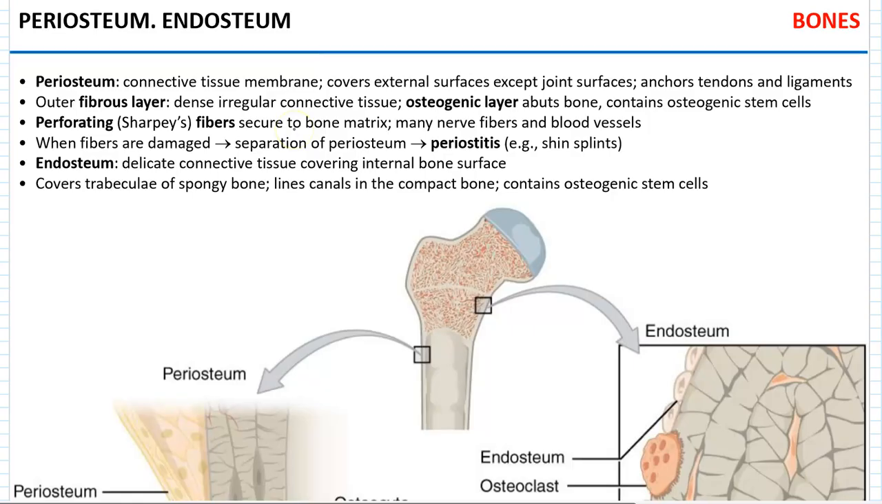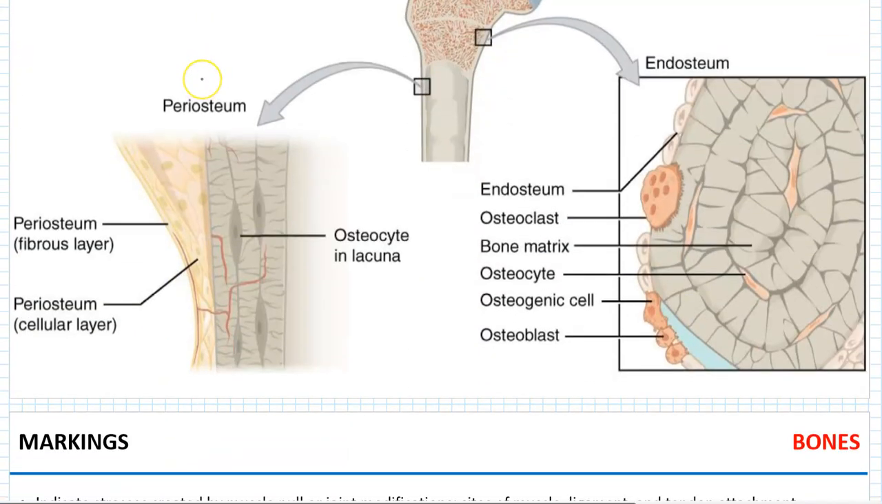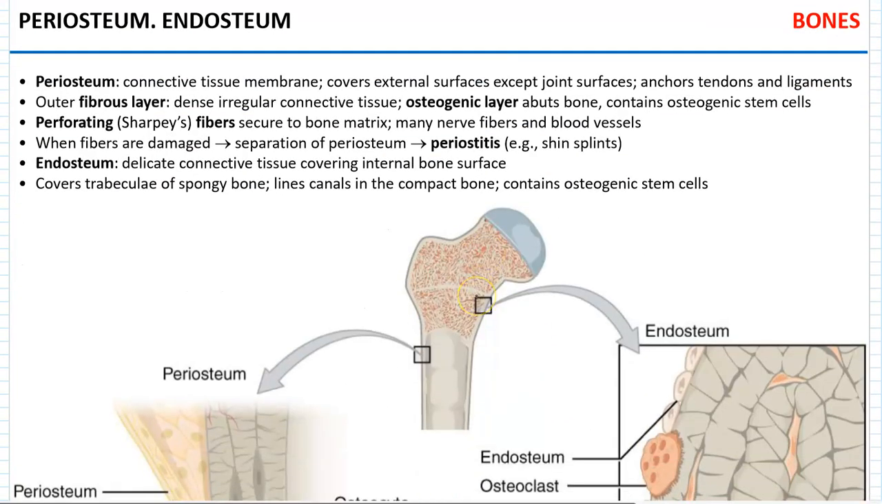Now, we've already talked about periosteum. So periosteum is attached to the bone by so-called Sharpey's fibers. They are in the text, but not in the image. So perforating, the Sharpey's fibers are attached. So periostitis, shin splints, is when those fibers are damaged.